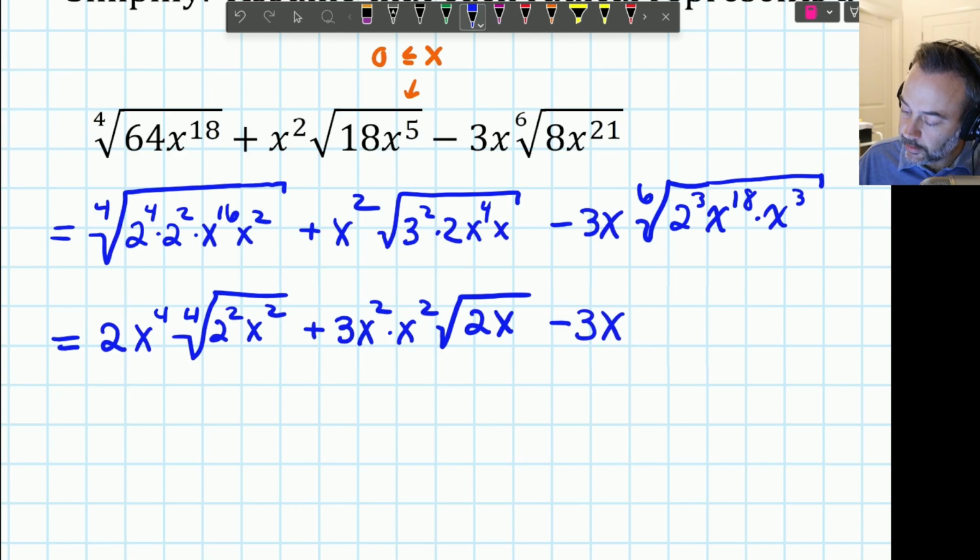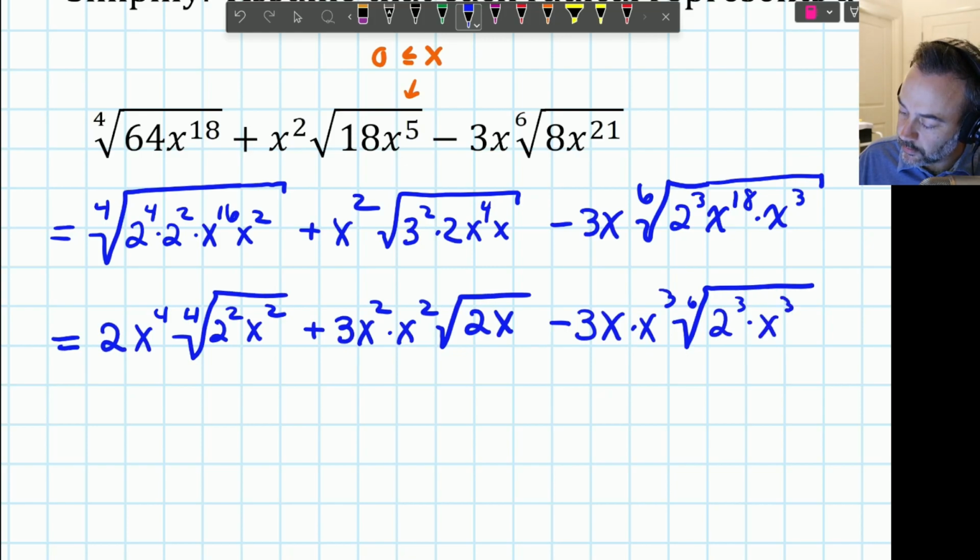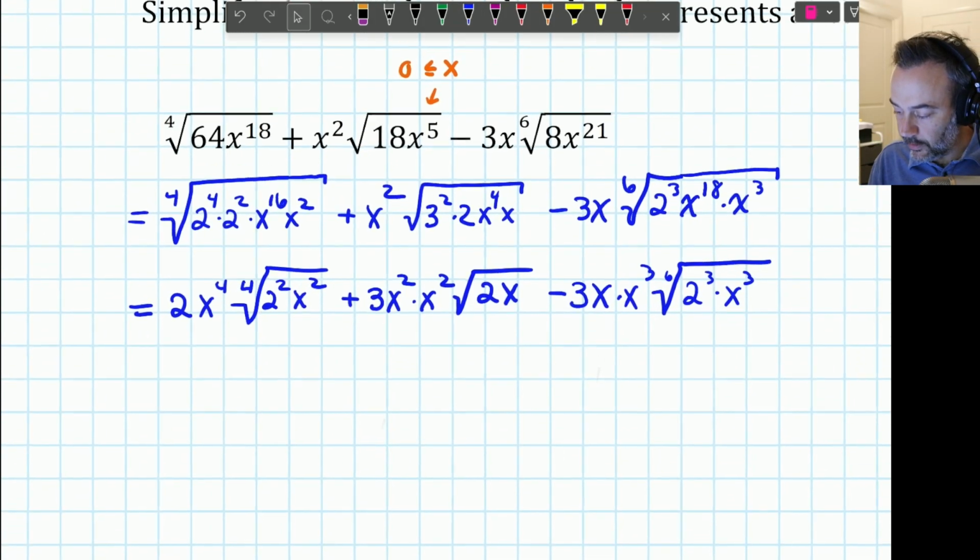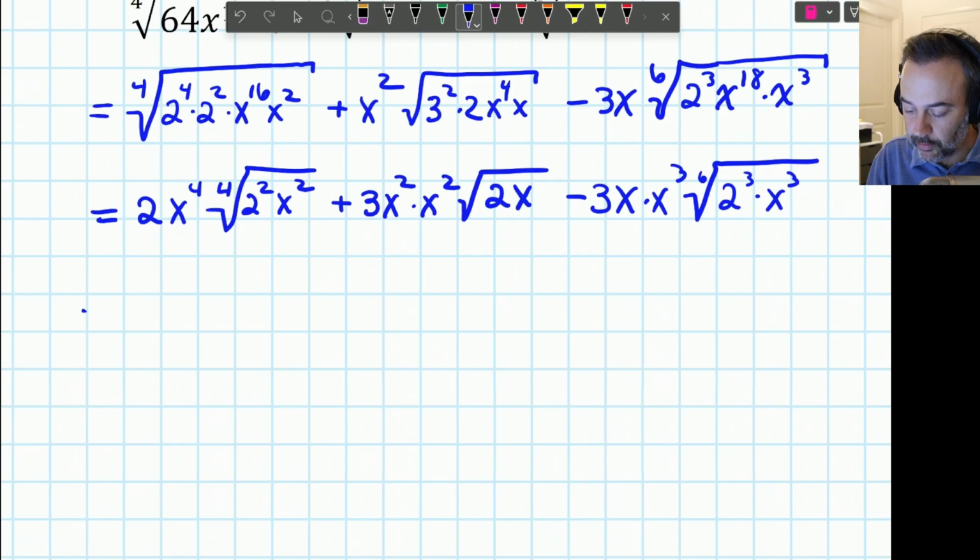3x. And what else comes out? 18 divided by 6 is 3, so an x cubed comes out. That power of 18 gets divided by 6. And on the inside, I'm left with a 6th root of 2 cubed times x to the 3rd. Okay, now, they don't look the same yet, but they are the same.